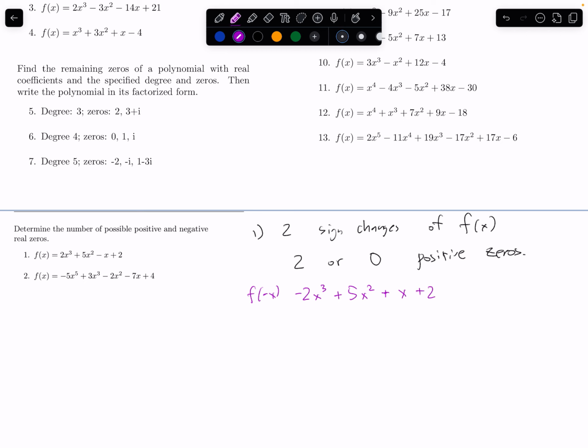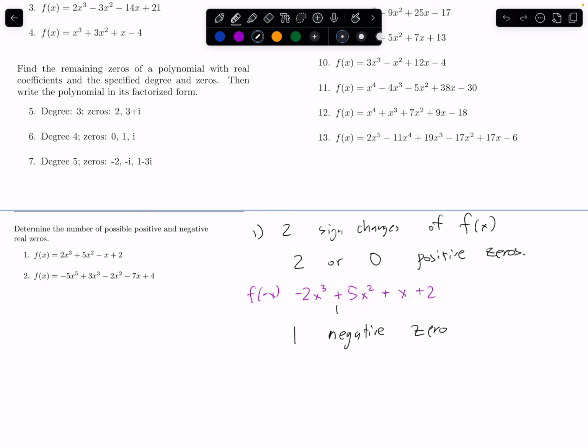So now we're going to count the sign changes here. Okay, this is a negative term to a positive term. So that's one sign change right there. And this is positive to positive to positive, so only one. Which means there can only be one negative zero. Now this is kind of something powerful here because it tells you for sure you have a real valued zero, a real valued negative zero.